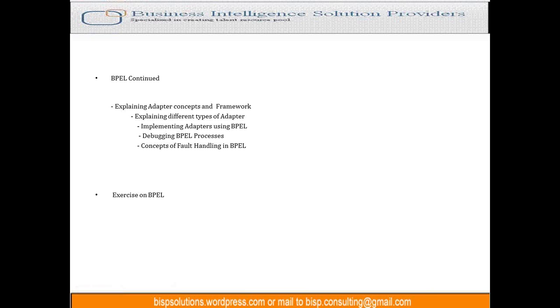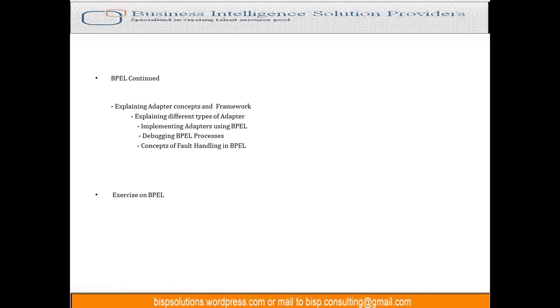Then we will talk about Oracle Service Bus. As I said, OSB is nothing but AquaLogic Service Bus, which has been acquired from BEA, and it is very powerful. We will see what the concepts are, how you can virtualize services using OSB, what the concept of a business service and a proxy service is, and how you can design services using OSB.